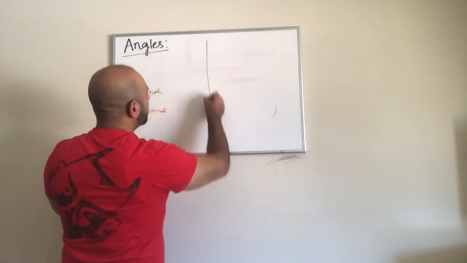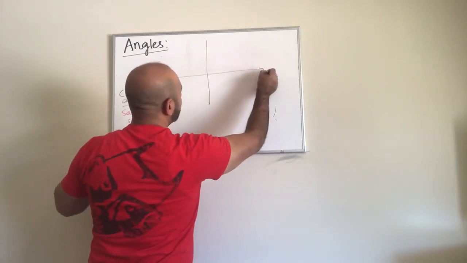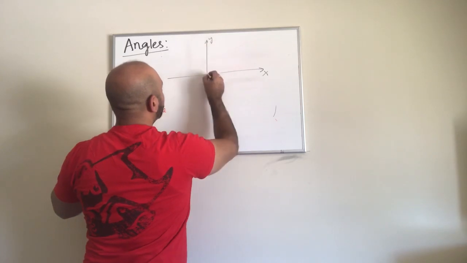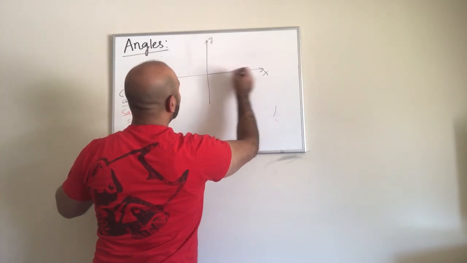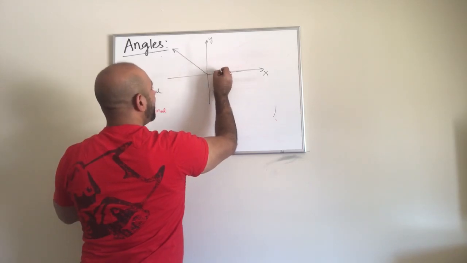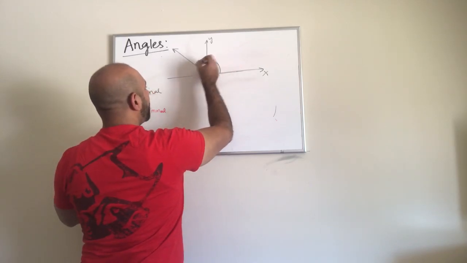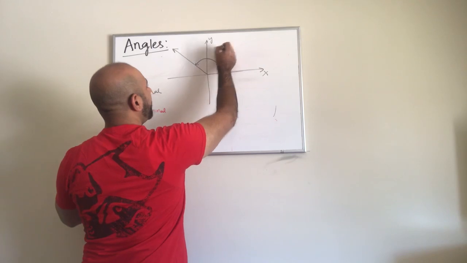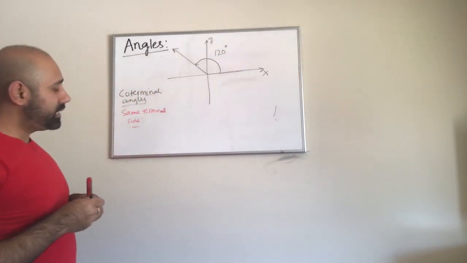I can think of two angles. Let us say this is my X, this is my Y. I'm measuring them with respect to this reference side, and let us say I have this angle, this terminal side. And if I'm measuring it in a counterclockwise direction, let us say this is 120 degrees in a counterclockwise direction.